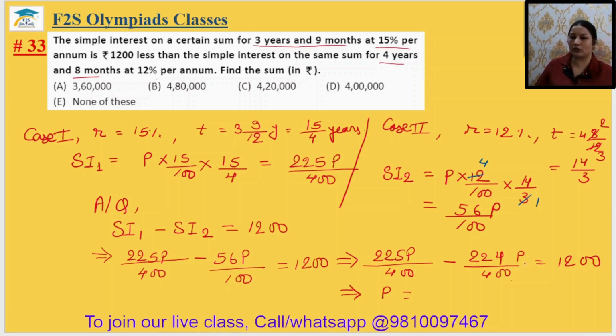225 minus 224 equal to P only. So 1200 multiplied by 400. So 12 4s are 48 and there will be 0s. ठीक है, 4,80,000. It is in option B. The 33rd answer is option B.